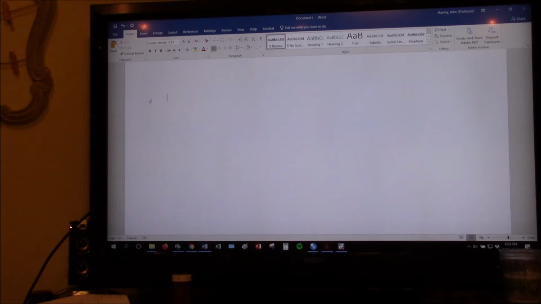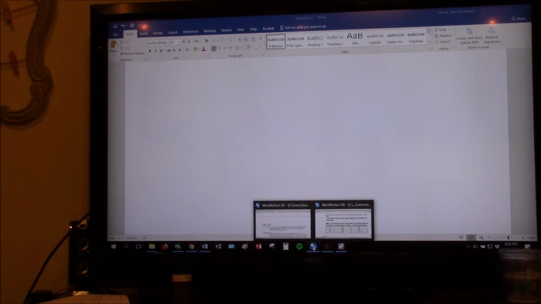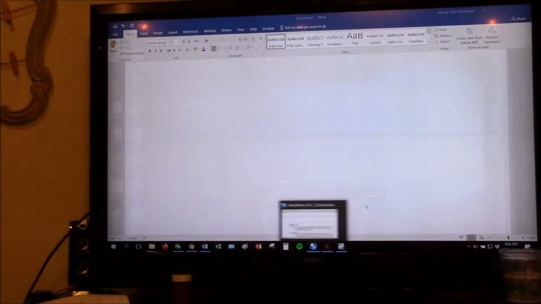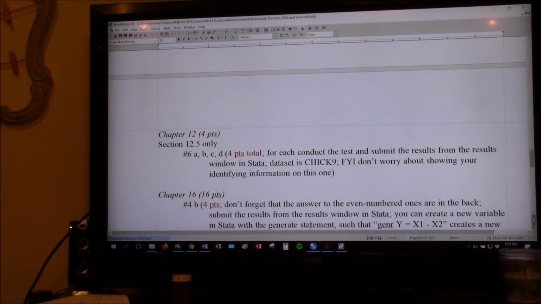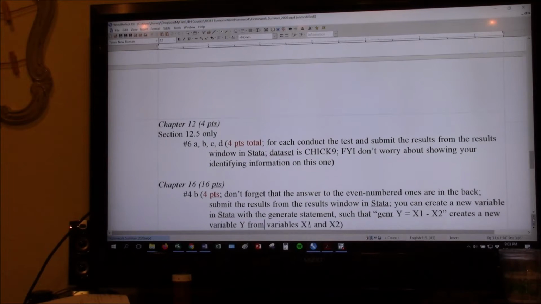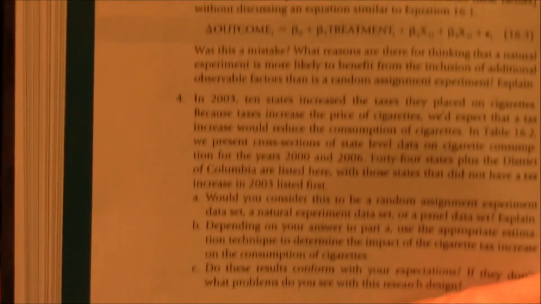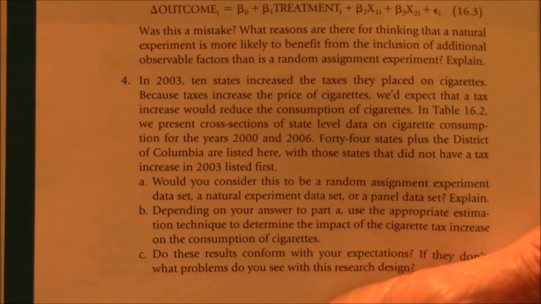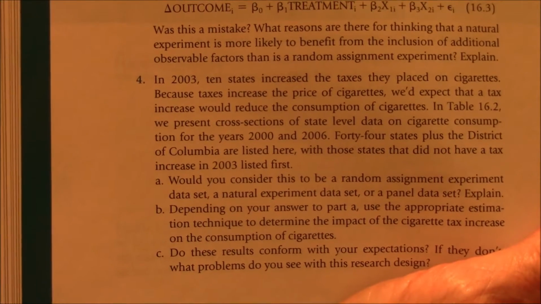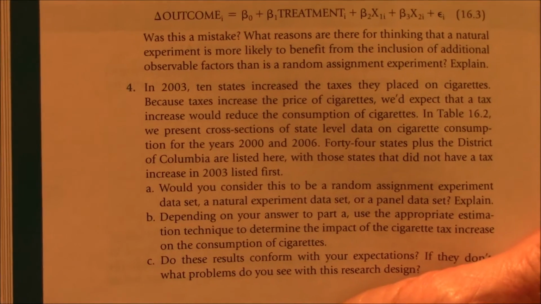Now check this out. I didn't ask you A. Here, I'm sorry. Let me pull the homework up on there. Oh, I can close that window now because that's got all the Dickey Fuller statistics. And here's chapter 16, number 4, 4B. All right, now check out 4A first of all. Would you consider this to be a random assignment experiment data set, a natural experiment, or a panel data set? Explain.